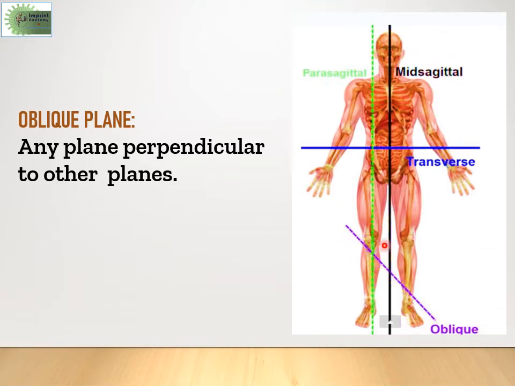You can see in this picture, this is again the parasagittal or the sagittal plane, and this is the oblique plane. If this plane is crossing the transverse plane, this also can be an oblique plane. So oblique plane means the plane perpendicular to any plane, that is a mid-sagittal, sagittal, coronal or the horizontal. So this is about the oblique plane.